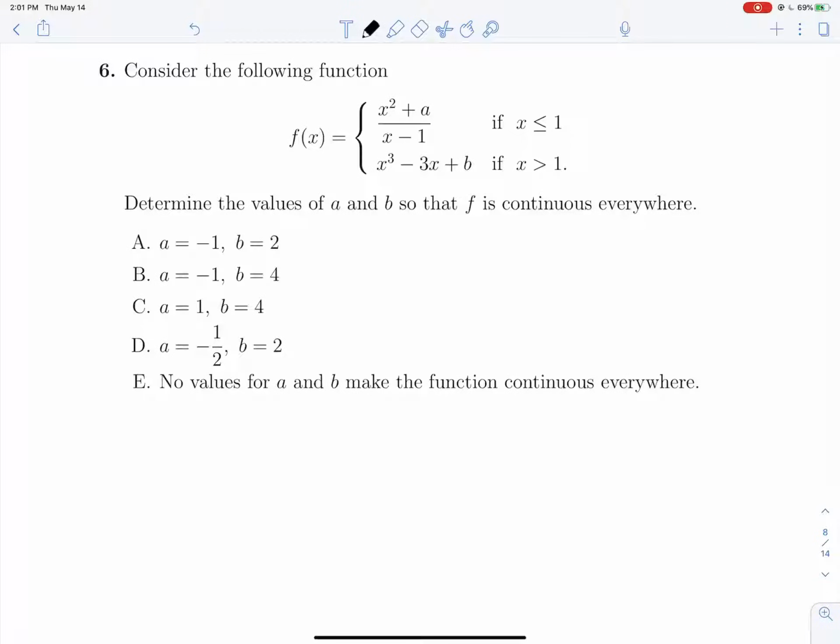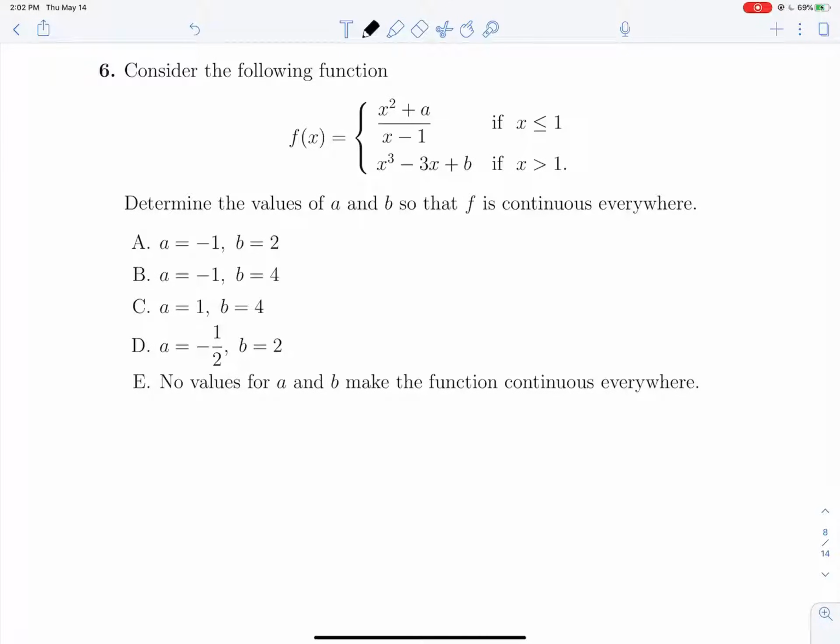Question 6. Consider this function. Determine the values of a and b such that f is continuous everywhere. So this question is actually omitted on the answer key, and I'm guessing that's because there are multiple answers here that are actually correct. We are going to find the most obvious one and just move on, because I solved this and I did get an answer, and I'm pretty sure it is correct.